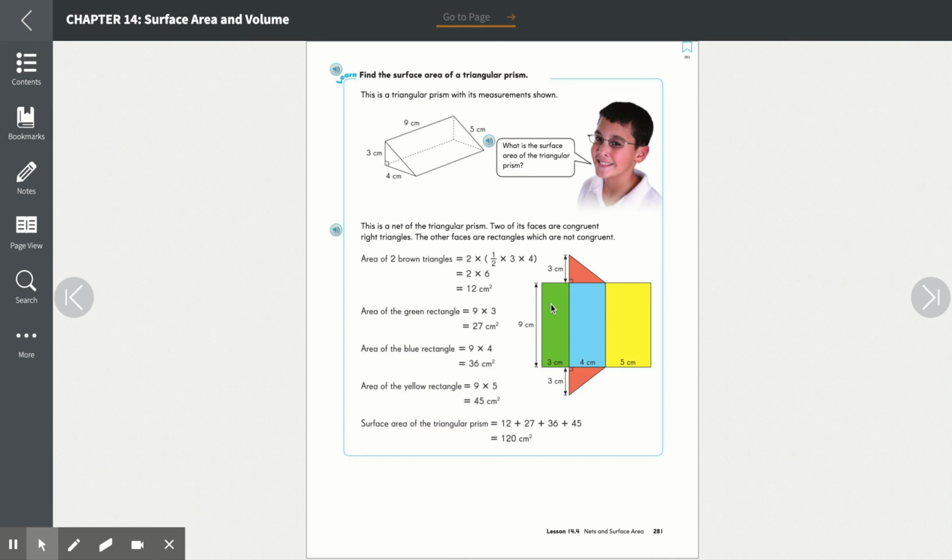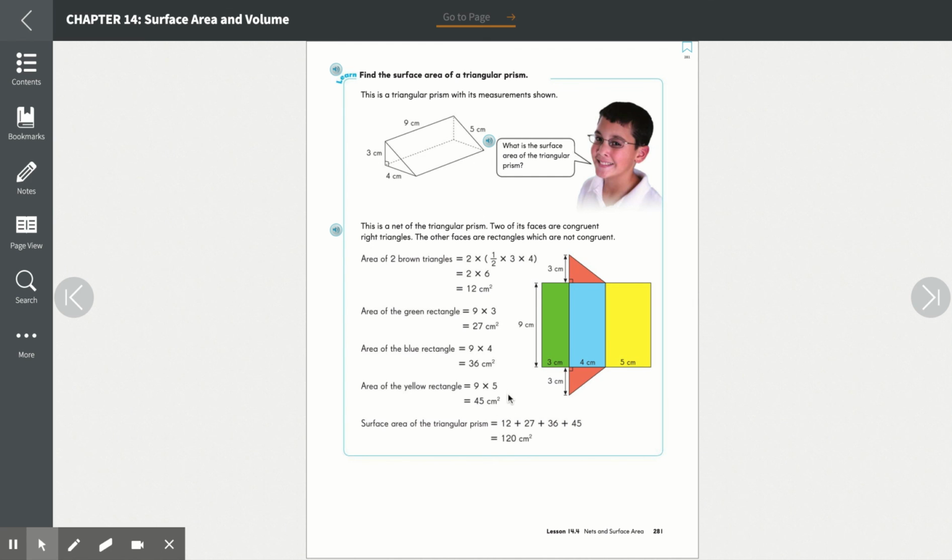Now we'll get the area of the green rectangle. If it's 9 centimeters by 3 centimeters, 9 times 3 is 27. So we have 27 centimeters squared. The area of the blue rectangle, we have 9 times 4 equals 36. So it's 36 centimeters squared. The area of the yellow rectangle, the length is 9, the width is 5, so length times width is 45 centimeters squared.